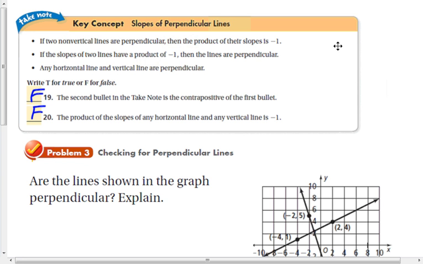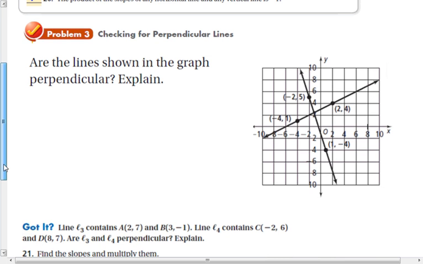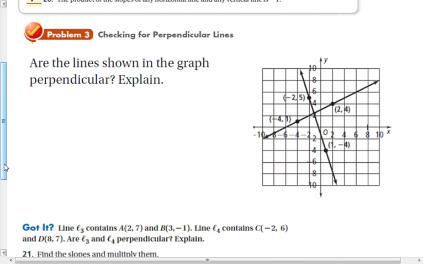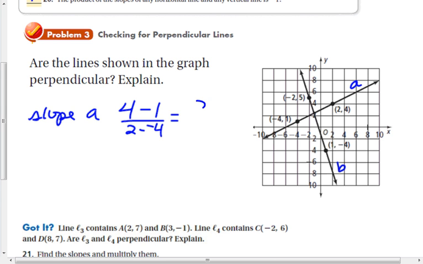All right, problem 3. Are the lines shown in the graph perpendicular? Explain. If they are, then the product of the slopes of the lines should be -1. So let's find the two slopes. Again, let's label this A and this B. If we find the slope of line A, we do 4 minus 1 and divide that by 2 minus -4. And that gives us 3/6, which is 1/2.